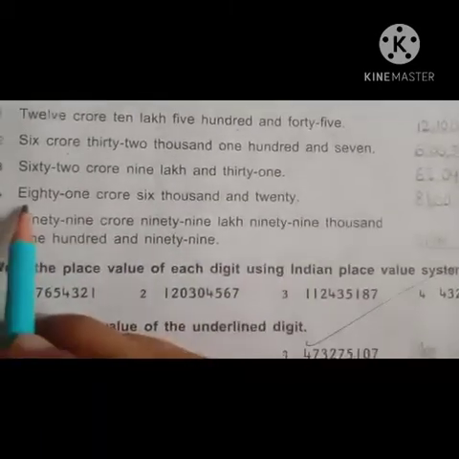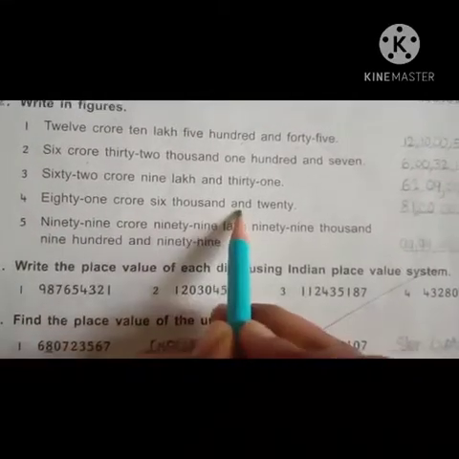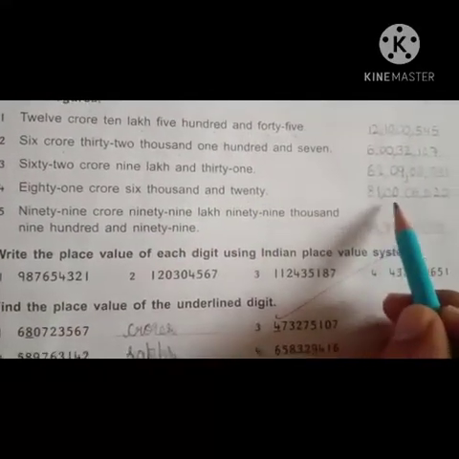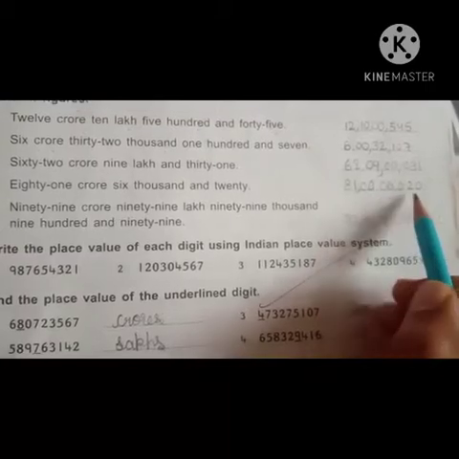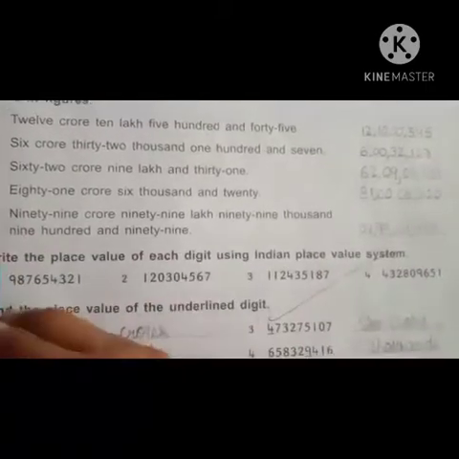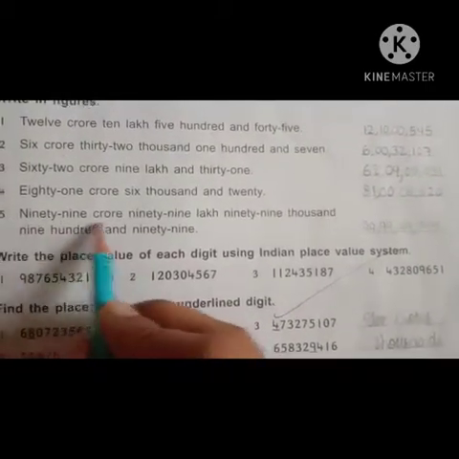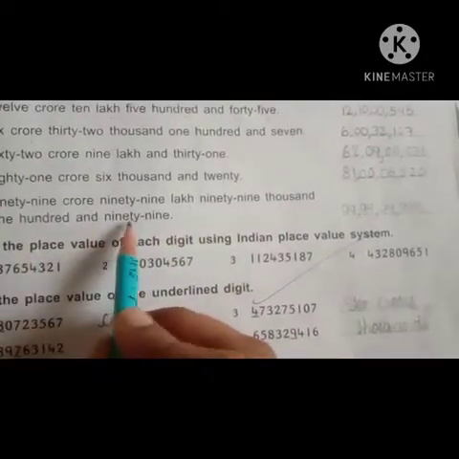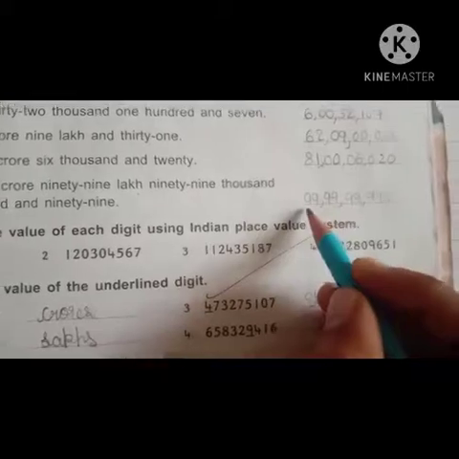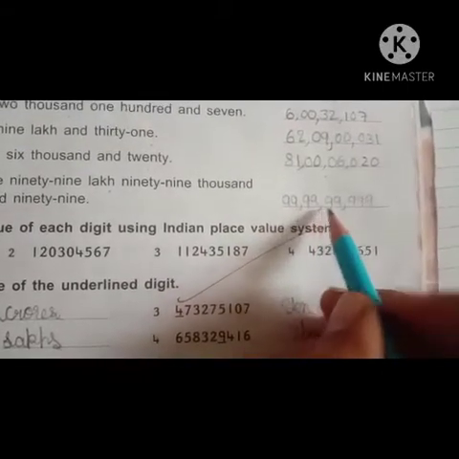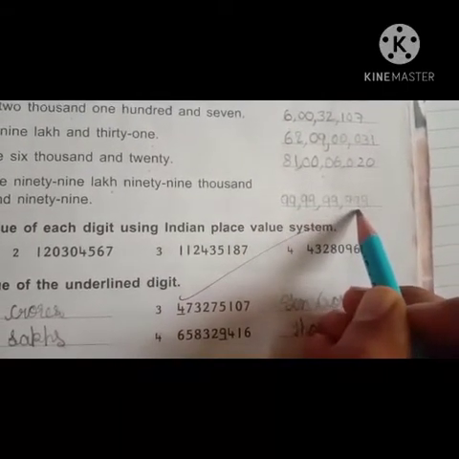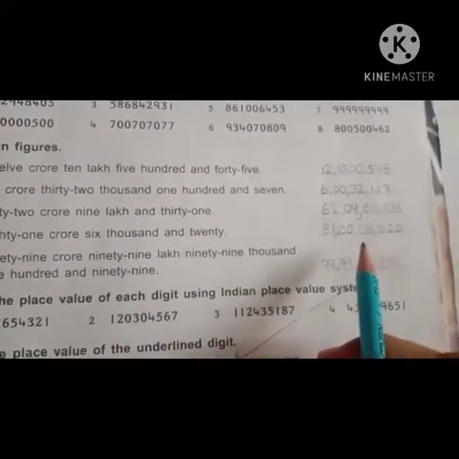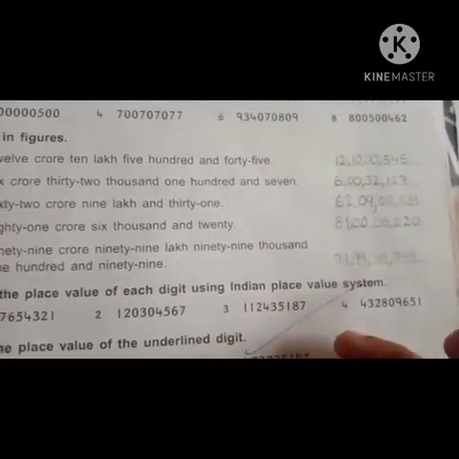And see here, the fourth one: 81 crores 6020. 81 crores, 6020. Next, the fifth one: 99 crores 99 lakhs 99,999. Here all are nines. 99 crore 99 lakhs 99,999. Okay children, if any number is not there, here we have to keep zeros.